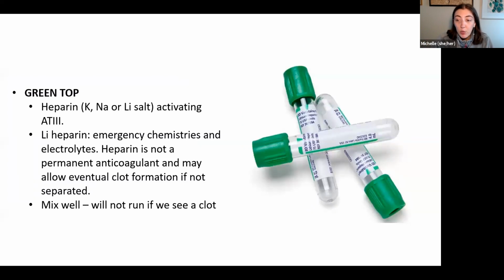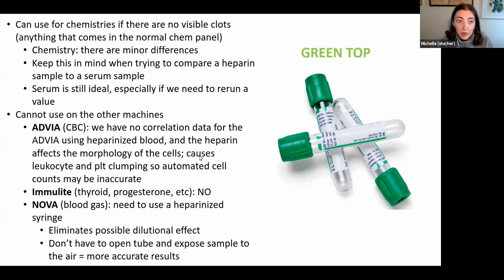Green top, so we don't see these very much in Clin Path, but we can run our normal chemistry panel on a heparin sample. We can't use this for a lot of other things. This also can't be clotted, but we can't use it for chemistries if there are clots, and we can't use it on a lot of our other machines. So the Advia, the Immulite, which does thyroid and progesterone, or the blood gas machine.